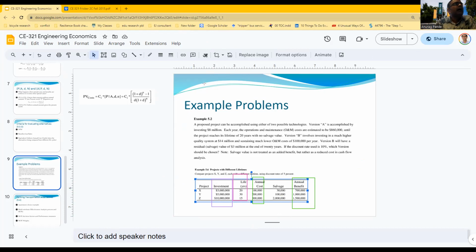How am I going to do that? I'm going to do that using the reciprocal of this factor, not this factor, but the reciprocal of this factor. So I'm going to divide by this factor to get the annualized stream for this one.